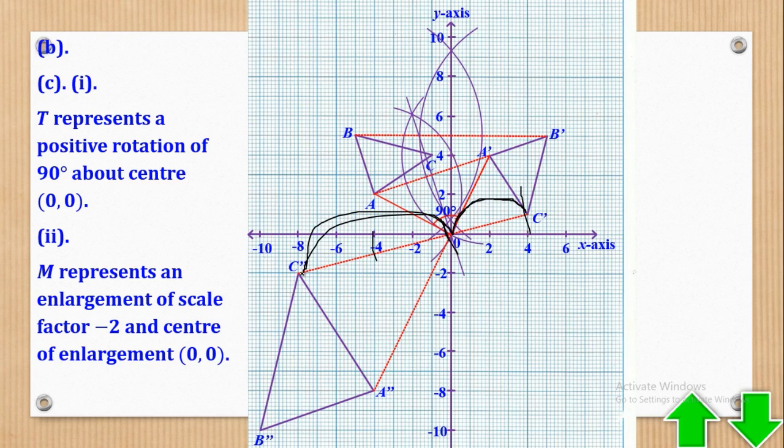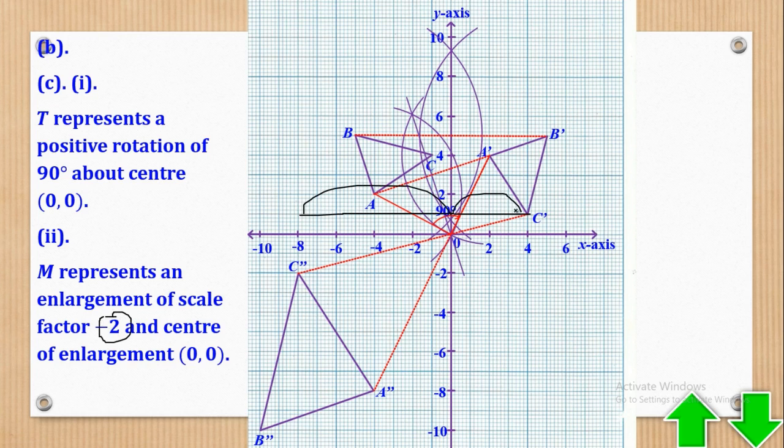But even if you don't have a compass, what you do, look at this. So from here to here, it will be 1, 2, 3, 4 up to the center of enlargement. What about from the center of enlargement to this point C double prime? So it is 1, 2, 3, 4, 5, 6, 7, 8. I think we realize that these were 4 units and these are 8 units. So 8 divided by 4 will give you 2. That is where this 2 is coming from.